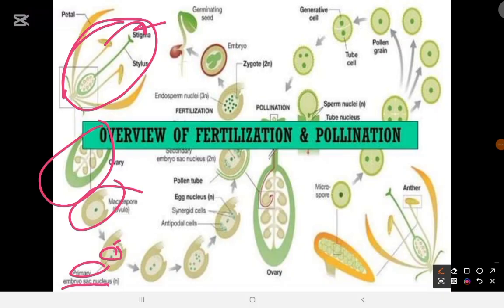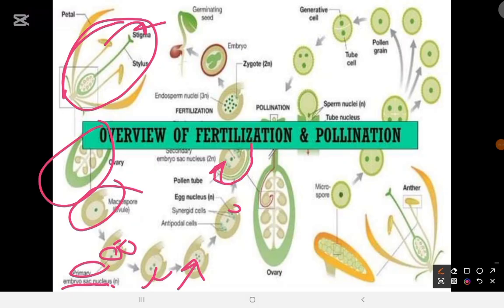This guy is the primary embryo sac nucleus, but these sex cells are going to divide by meiosis, and they become several nuclei. So by meiotic divisions, we have several nuclei that are created inside of these ovals, and of course, we also have synergid cells that get created. The synergid cells are the ones that produce hormones that direct the direction of growth of this pollen tube.